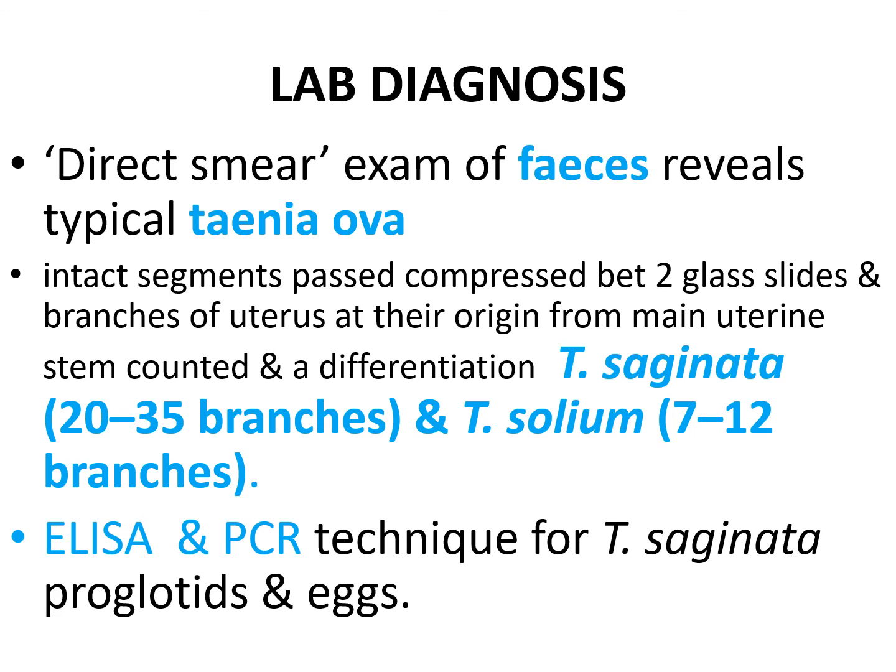Lab diagnosis. Direct smear examination of feces reveals the typical Taenia ovum. Intact segments passed are compressed between two glass slides, and the branches of the uterus at their origin from the main uterine stem are counted for differentiation. Taenia saginata has about 35 branches, Taenia solium about 12 branches. ELISA and PCR techniques for saginata eggs and proglottids.